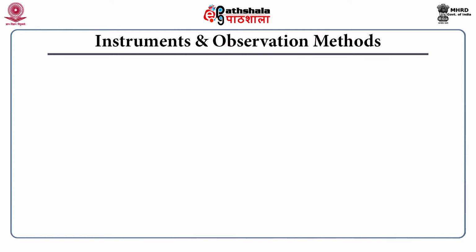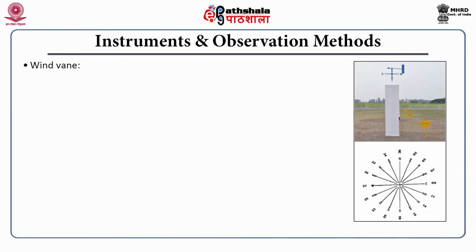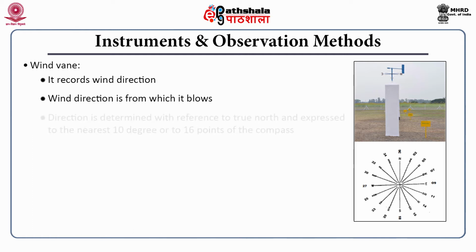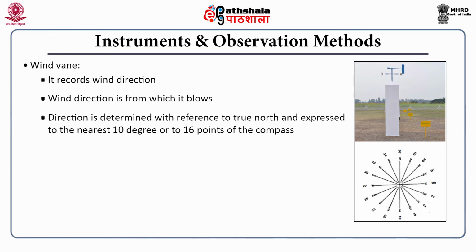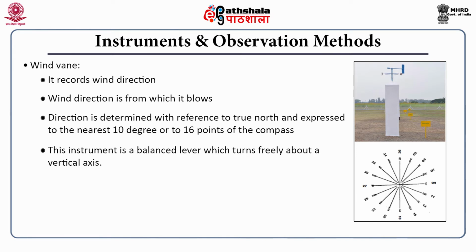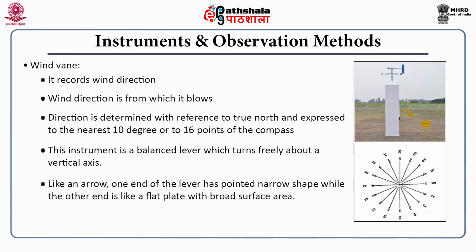Now, the various instruments and the observation methods. Let us discuss the wind vane. Wind vane records wind direction. Wind direction is the direction from which wind blows. Direction is determined with reference to true north and expressed to the nearest 10 degrees or 16 points of the compass. This instrument is a balanced lever which turns freely about a vertical axis. One end is like an arrow and the other end is like a flat plate. So, the narrower end points to the direction from which wind is blowing.